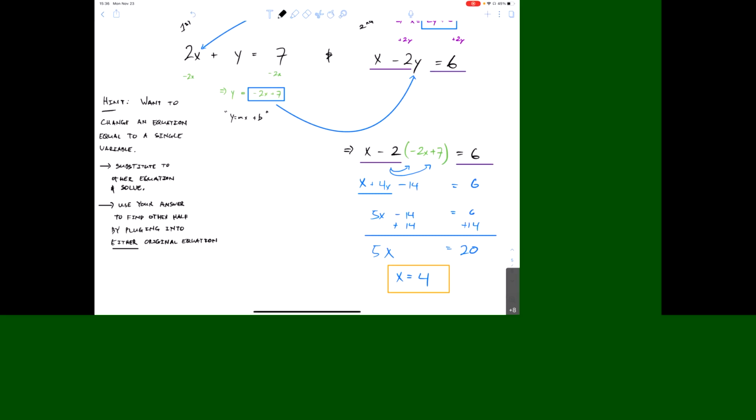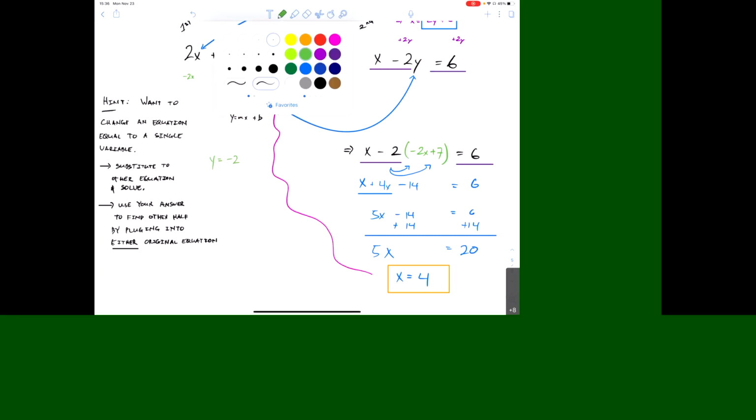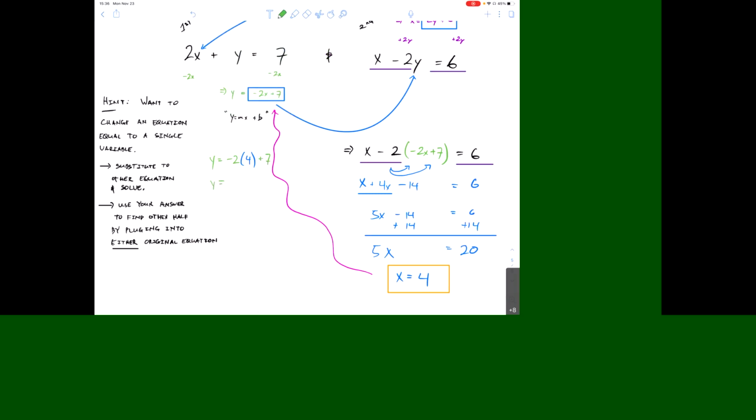So then what I will probably do is I would take this one, substitute it back in here. So 4 times negative 2 is negative 8. I'll write this out. y equals negative 2 times 4 plus 7. So this becomes negative 8 plus 7. So y equals negative 1. Again, you'll see this one of two ways. You'll either see it as y equals negative 1, x equals 4, or in coordinate form, (4, negative 1). What questions there, if any?